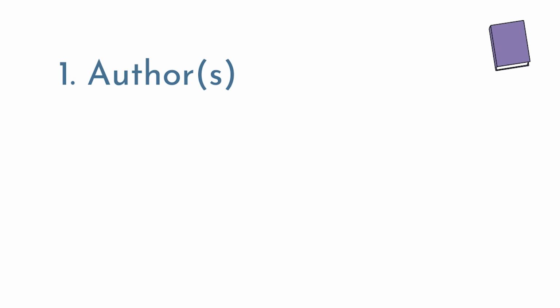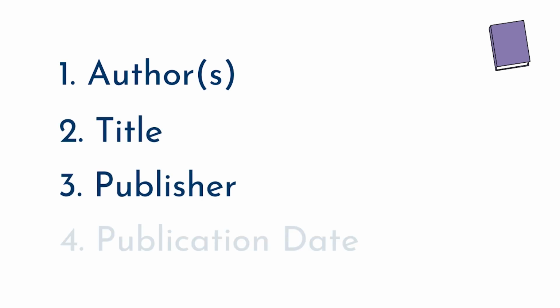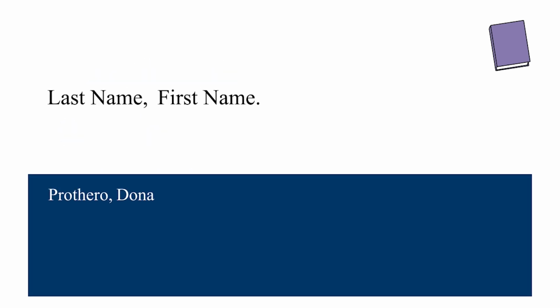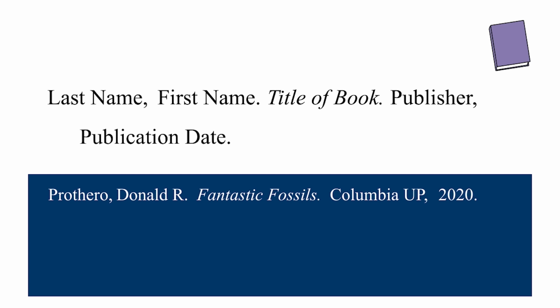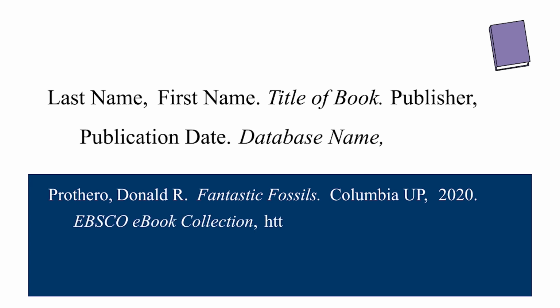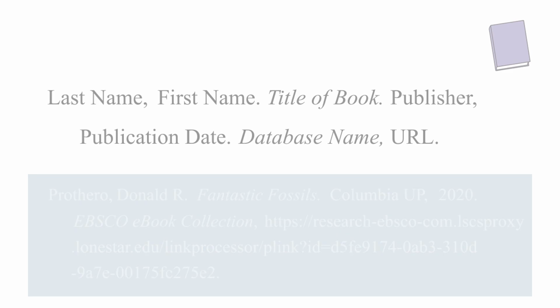To cite a print book, you only really need 4 pieces of information: the author or authors, the title, the publisher, and the publication date. Author last name, comma, author first name, period. Title of the book in italics, period. Publisher, comma, publication date, period. If it's an ebook, you'll also need to describe the container or database where you retrieved the ebook. Database name, comma, URL, period.